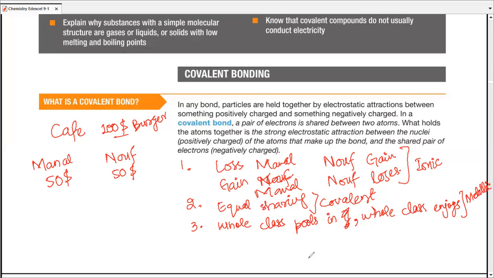Now, these are pretty steep options. One loses, one gains, equal sharing, whole class pulls in, everybody enjoys. These seem a little filmy, right? So, in actual life, there are many other incidents. Let's think of one, all right? Let's say that the whole thing started with the idea of equal sharing. Manal and Nof agreed to equal sharing, went to the cafe, bought the burger. Along with the burger, they requested a knife. Then they came back to sit at a table.